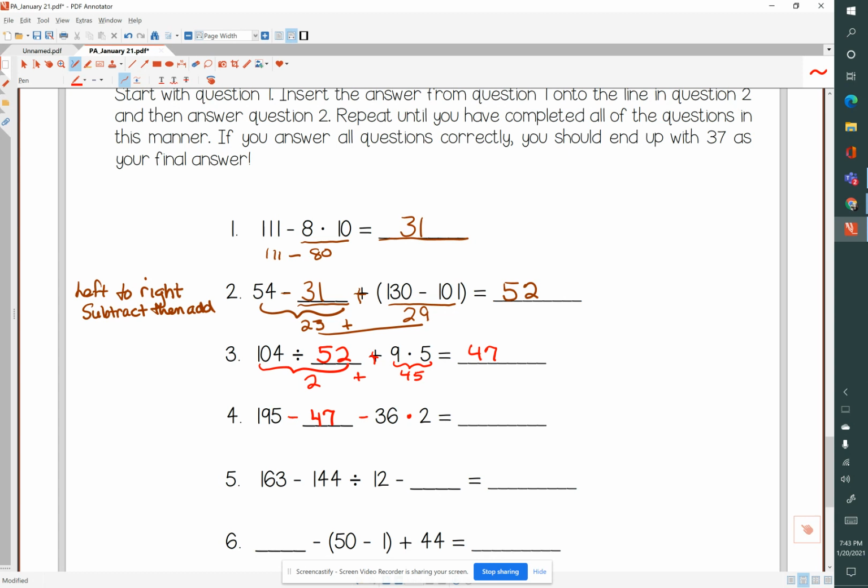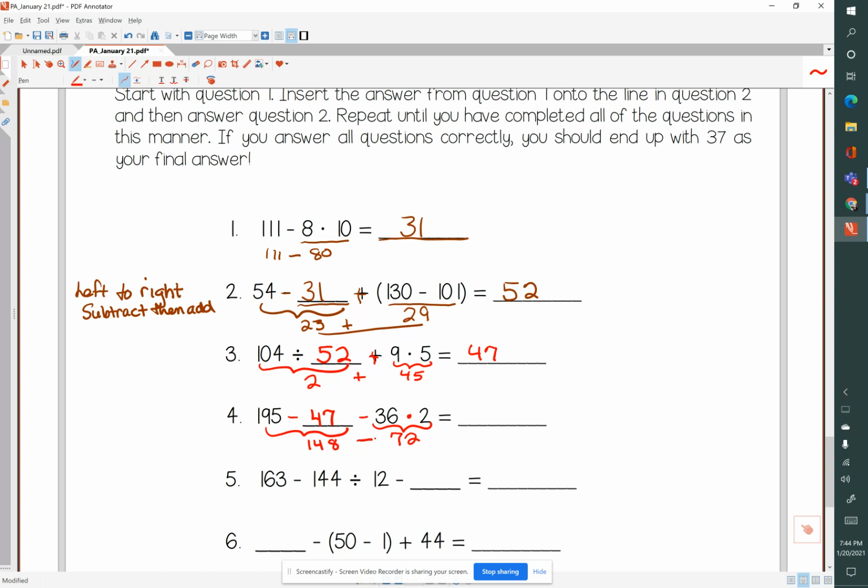Well, multiplication and division before addition and subtraction. So 36 times 2 is 72. So now we have 195 minus 47 minus 72. And 195 minus 47 is 148. So this part here is 148.